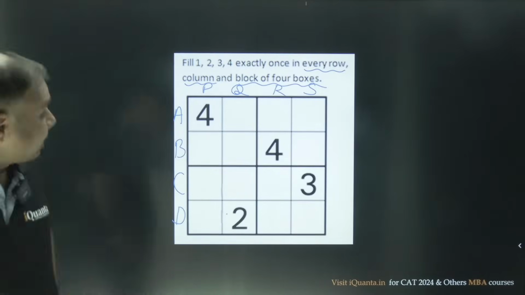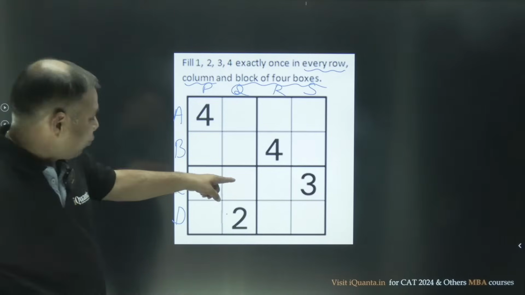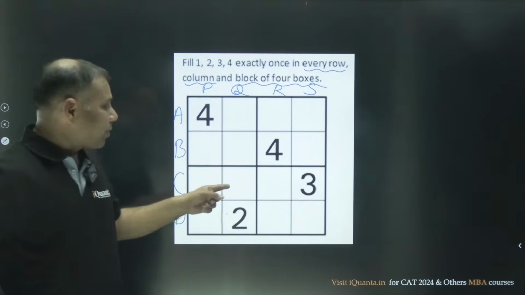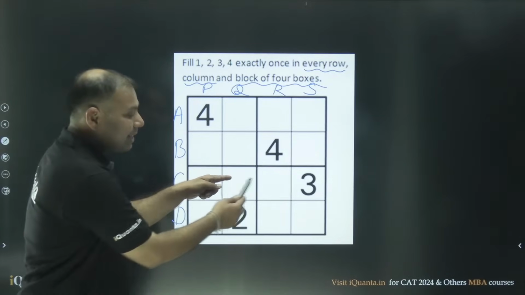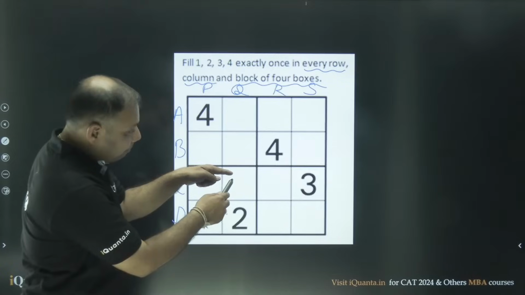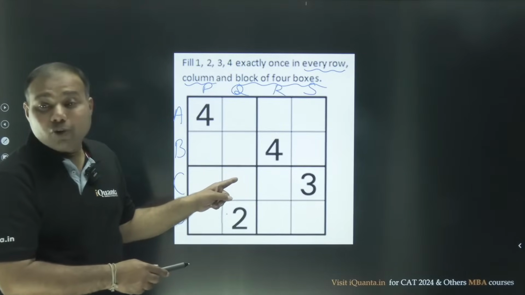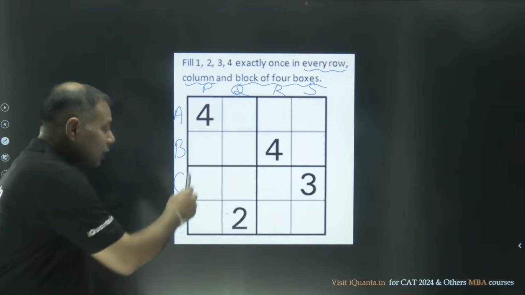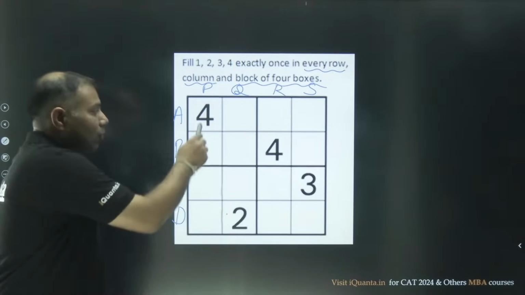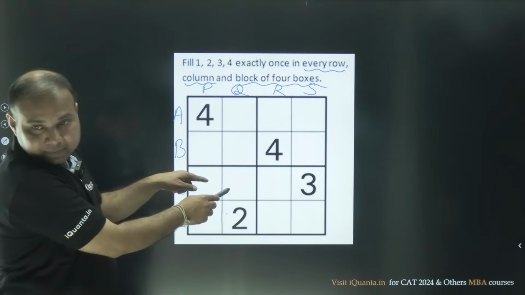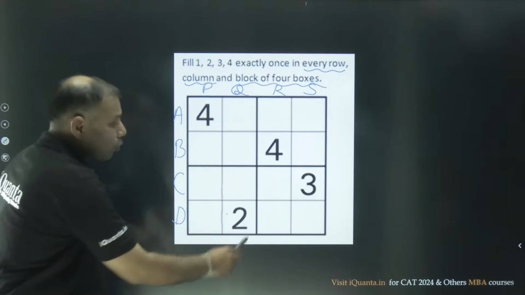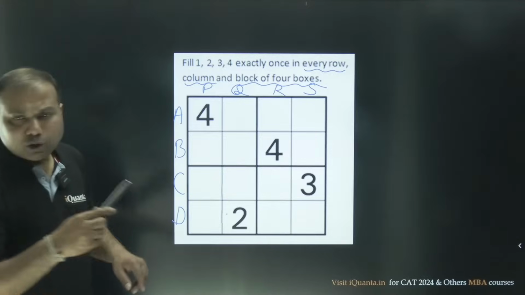CQ, Vanshika is saying. Yes, CQ is a good point to start with. On CQ, 2 can't come, 3 can't come, but what about 4? Yes, 4 will be there. Why? Because for this block, 4 will not come in these two, so this must be 4, isn't it? I repeat, in this block of 4 numbers we had to fill 1, 2, 3, 4.